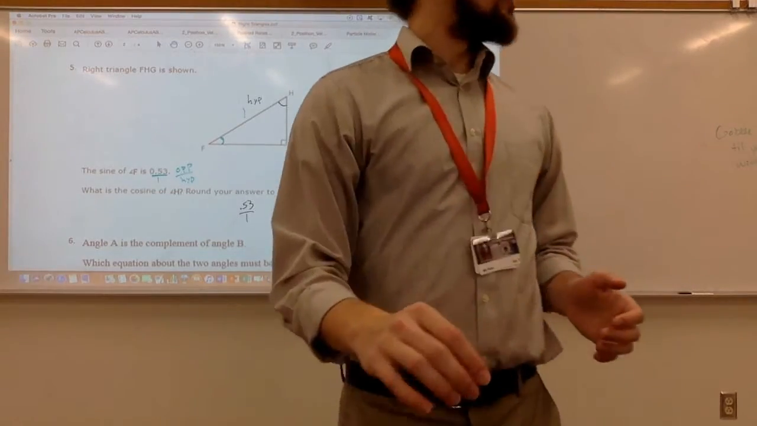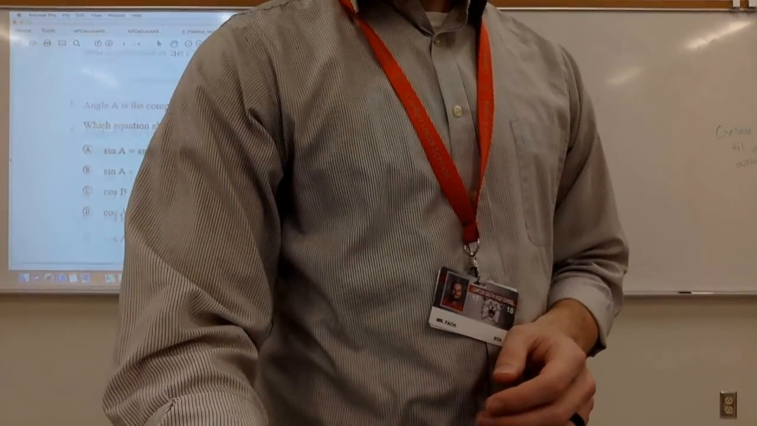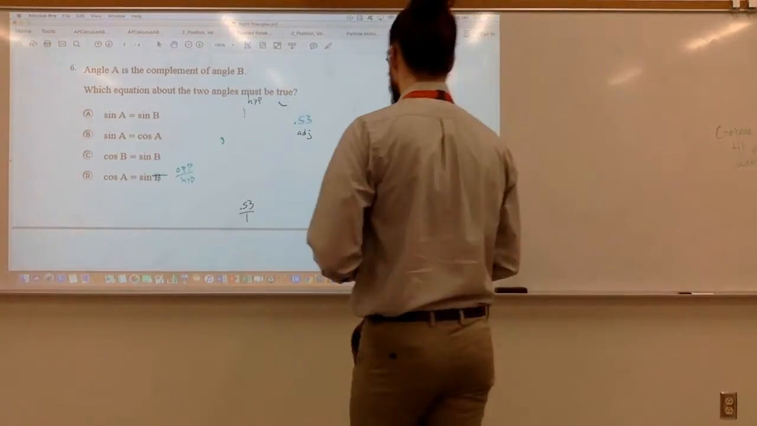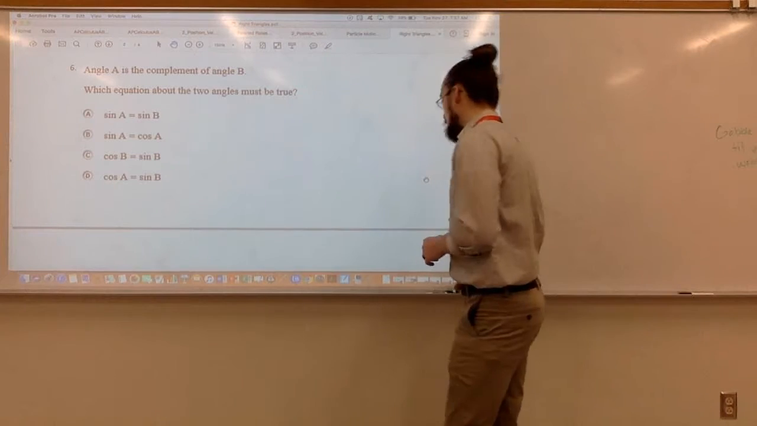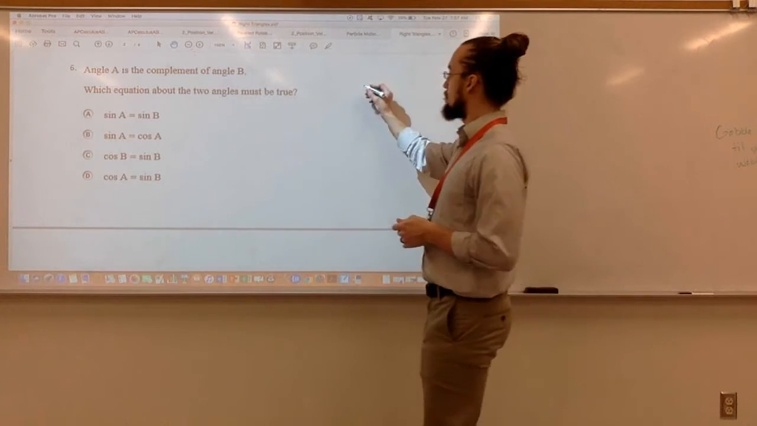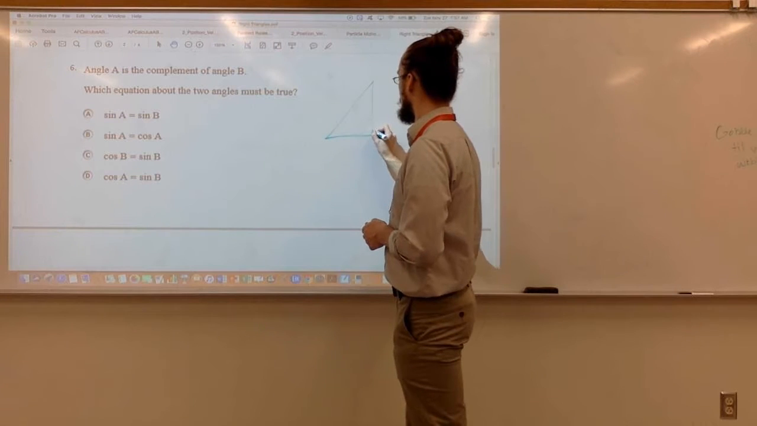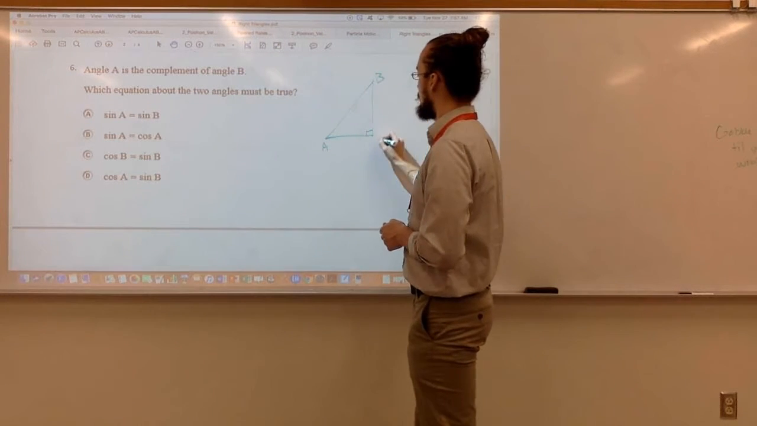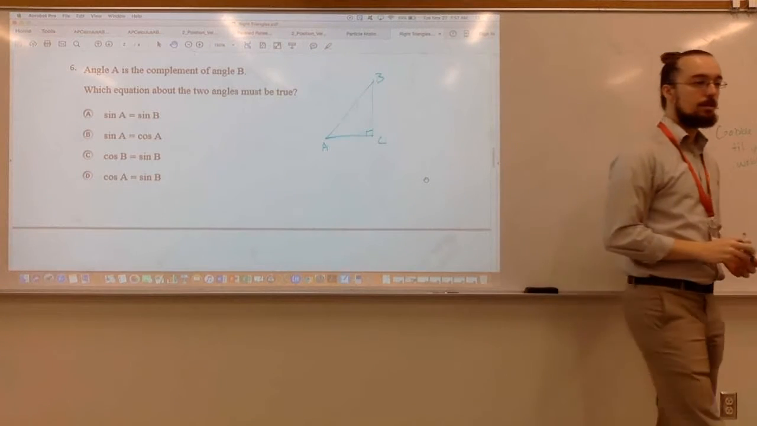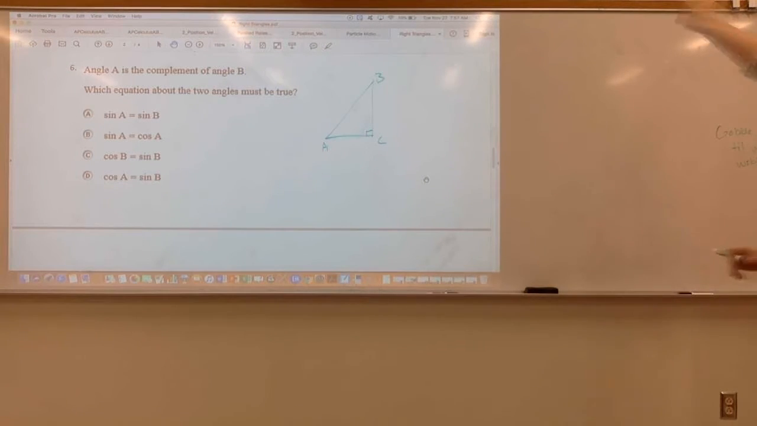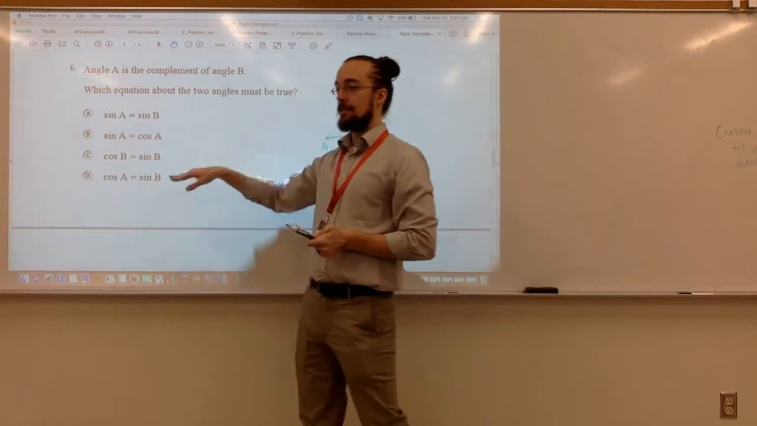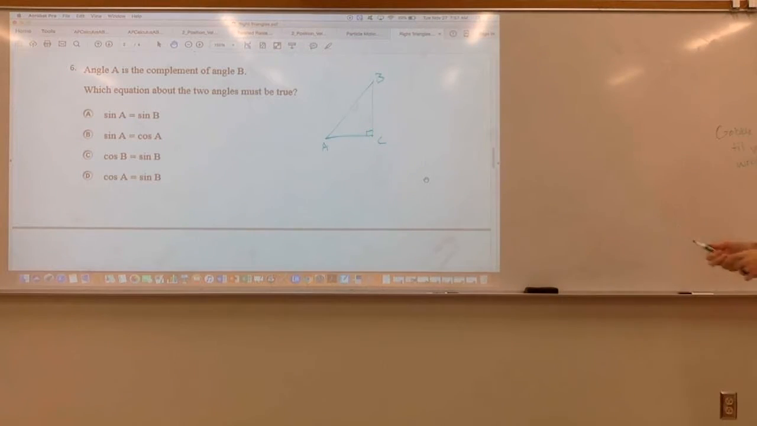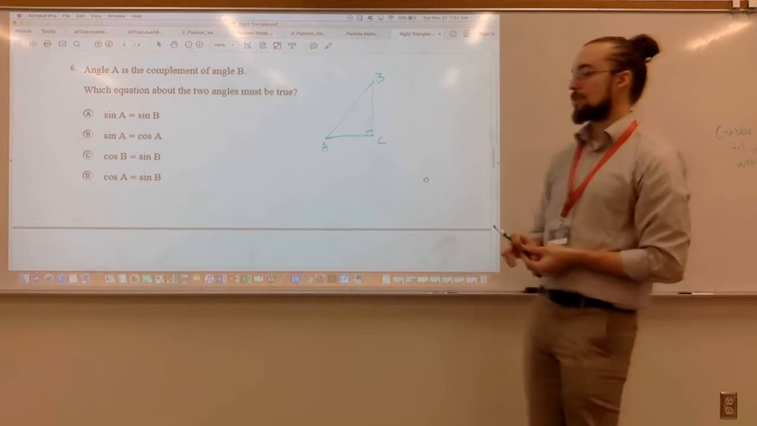So then the last one on here that was pulled directly from a previous AIR test follows that question very, very closely. What we're talking about here is exactly that same picture. We've got some right triangle where A and B are complements of each other. So using what we just looked at in question 5, what did we say had to be true? Sine of A equals sine of B, sine of A equals cosine of A, cosine of B equals sine of B, or cosine of A equals sine of B.